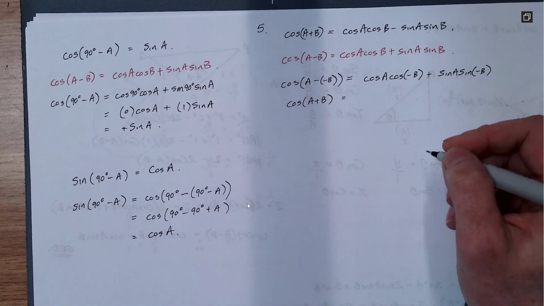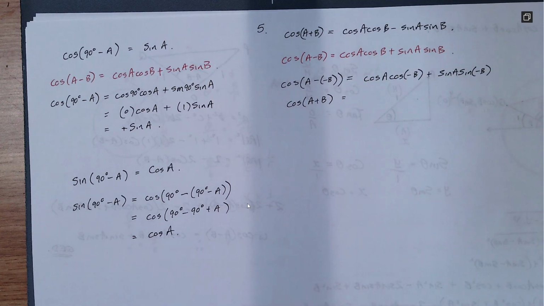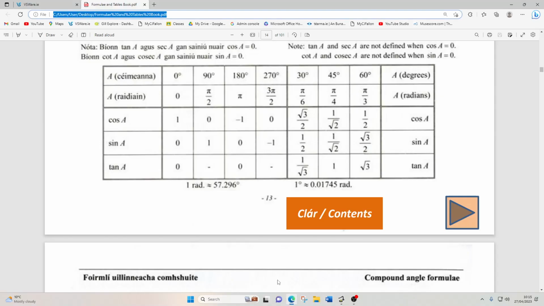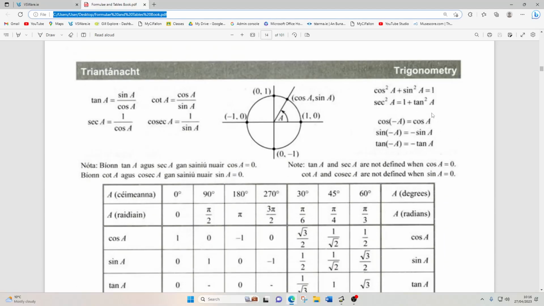Now, I can go back to your table. Let's look at the table: cos of minus A equals cos A. So the cos of any negative angle will always equal the cos of that same angle. So the cos of minus 90 should return the cos of 90. And sin of minus A equals minus sin A.